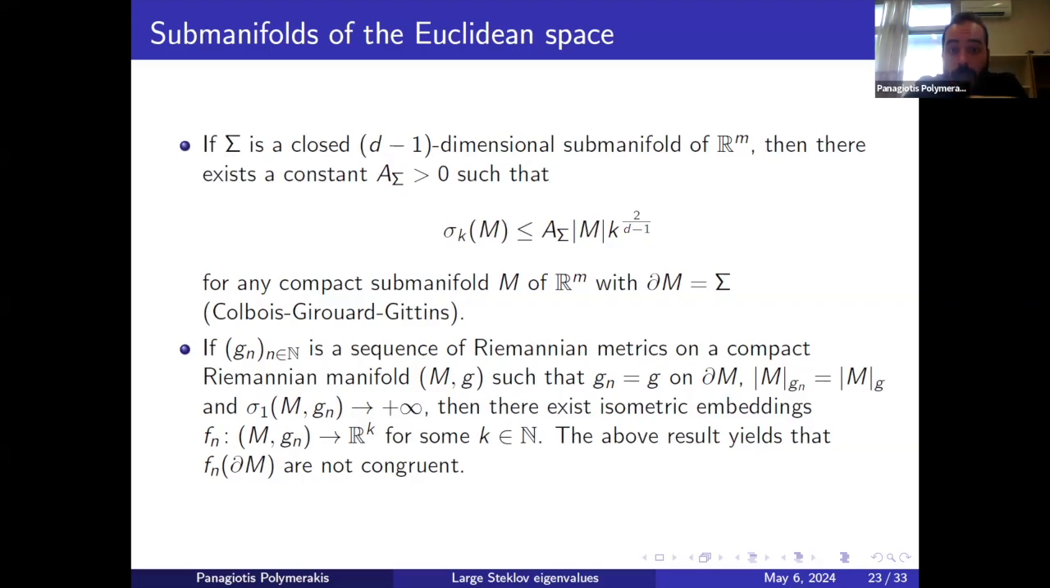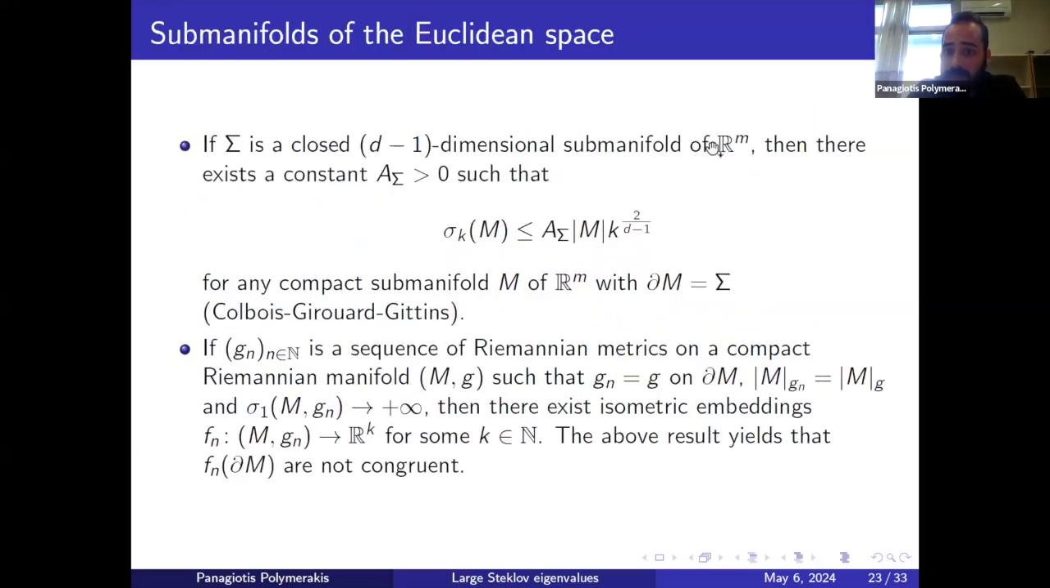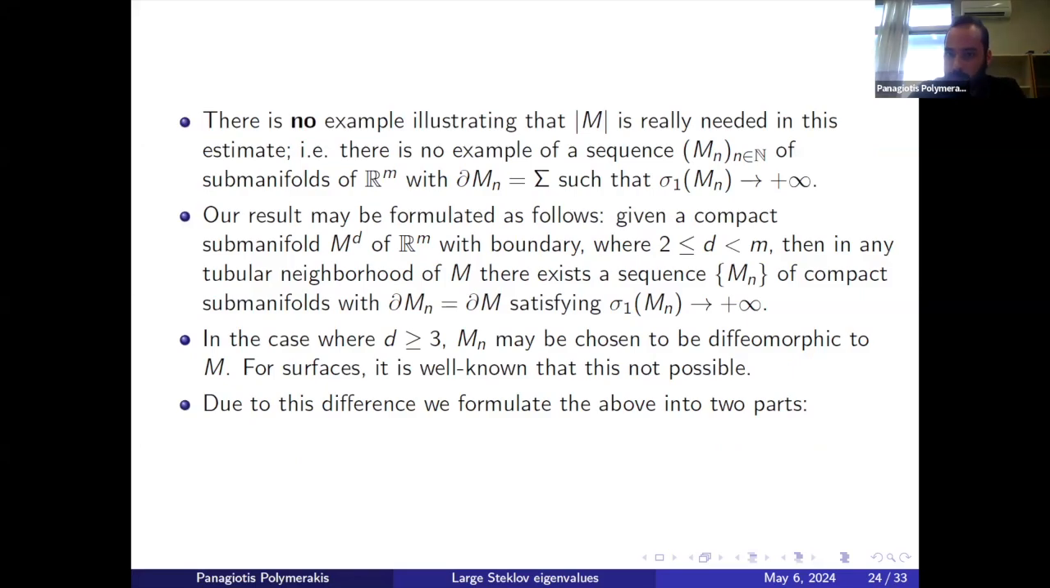Okay, so there is this very elegant result about estimating Steklov eigenvalues of submanifolds of the Euclidean space. And as it was also pointed out in that paper, there is, strictly speaking, no example illustrating that the volume of M in this estimate is really needed, in the sense that there is no example of a sequence of submanifolds of the Euclidean space with fixed boundary and arbitrarily large first non-zero Steklov eigenvalue.